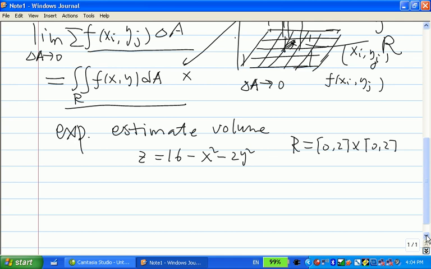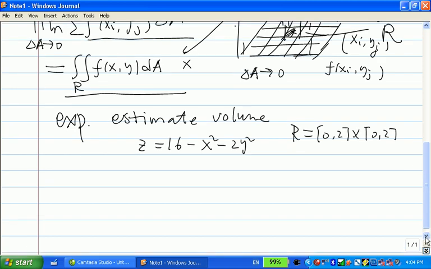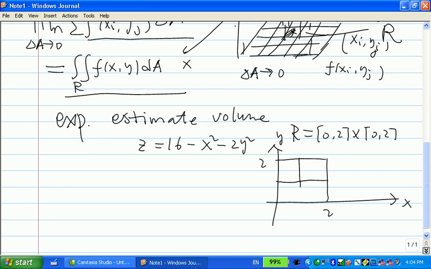Now we don't know how to find the exact volume under the surface, so we're just asking for an approximation. Our domain here is x and y. You have a surface above this xy plane, with x from 0 to 2. We're going to estimate the volume under the surface by finding 4 rectangular box volumes, then adding them together.